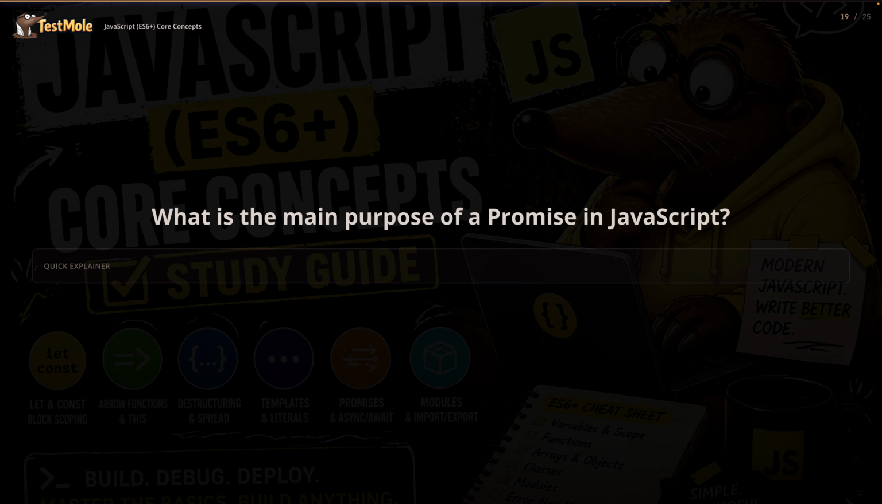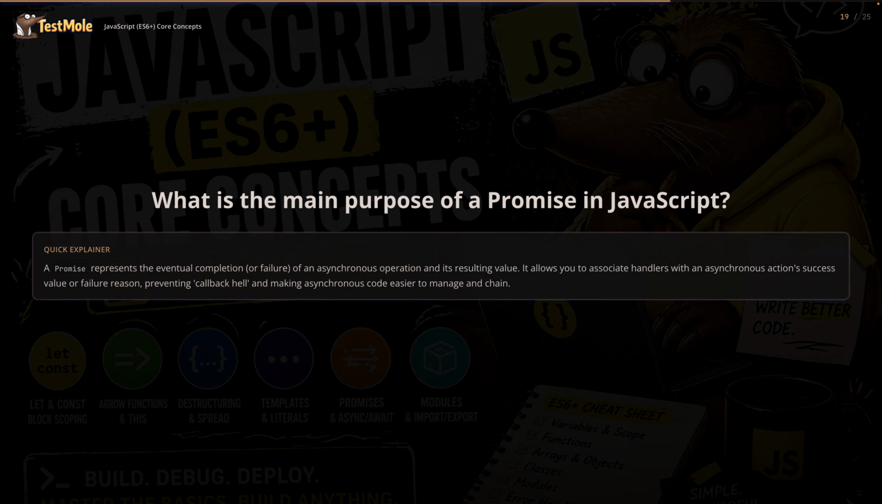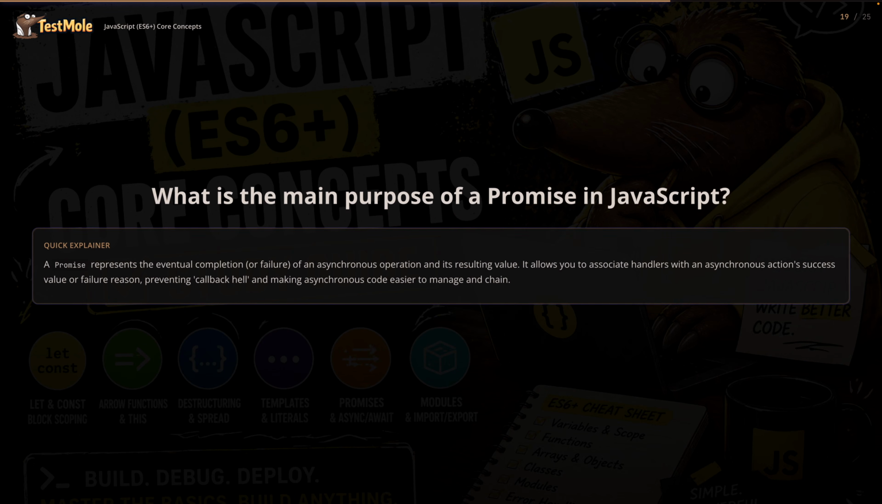What is the main purpose of a promise in JavaScript? A promise represents the eventual completion or failure of an asynchronous operation and its resulting value. It allows you to associate handlers with an asynchronous action's success value or failure reason, preventing callback hell and making asynchronous code easier to manage and chain.